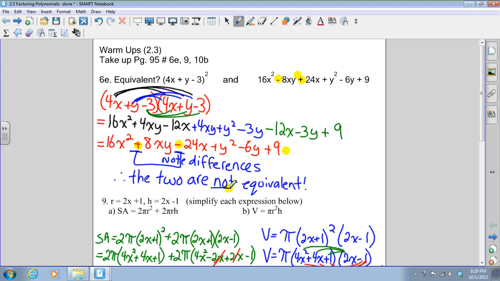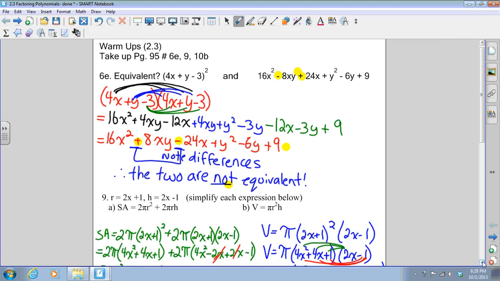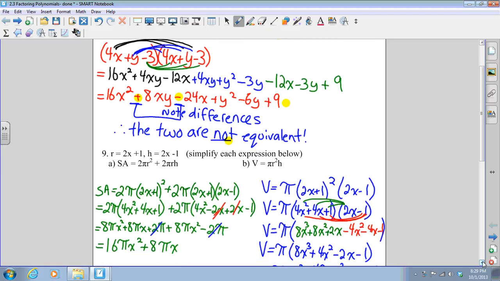Taking a look at 9, you were asked, given some surface area, and I think you had to replace the radius with 2x plus 1 and the height with 2x minus 1. When you substitute that in, ladies and gentlemen, you have to then do some simplification. Again, looking at the surface area here, I use the shortcut. When you square a binomial, you do the square the first, double the product, and square the last. Okay, and again in the second part of this, I used FOIL, first, outside, inside, last.